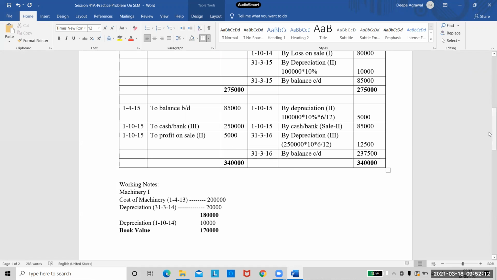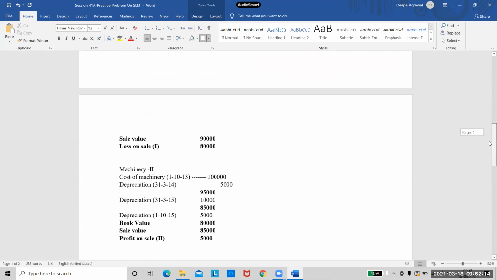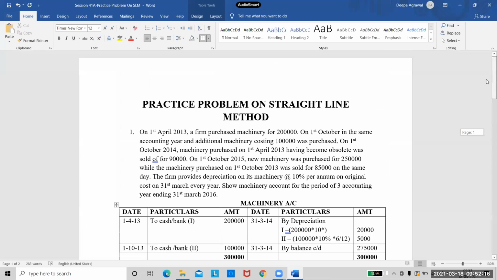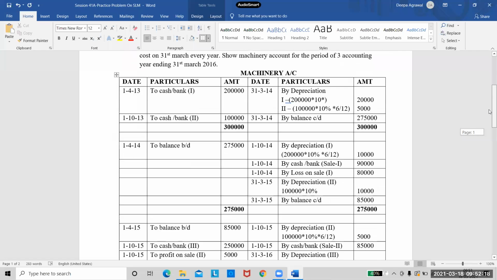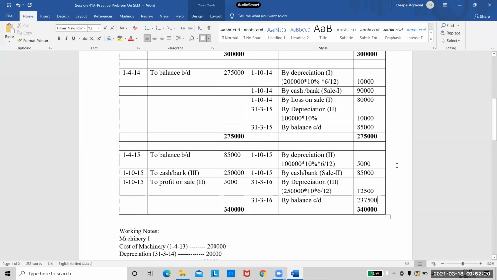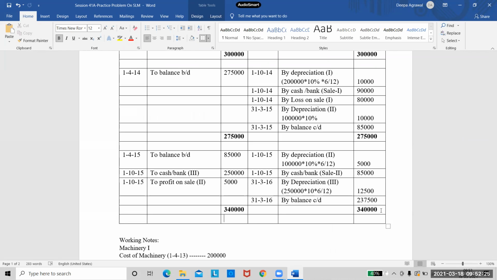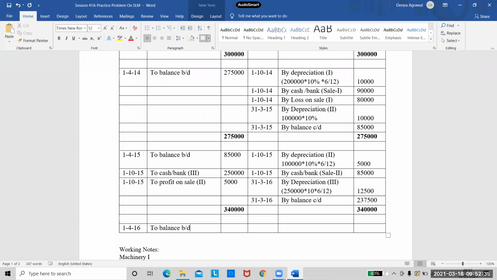So we are done with the problem. This is how you need to do problems on depreciation. See, he asked us to prepare the account ending on 31st March 2016. But what should we do? We should always bring down the balance and then stop it. So bring down the balance on 1/4/2016. You will write it as to balance B by D, 2,37,500. So our problem is completed.